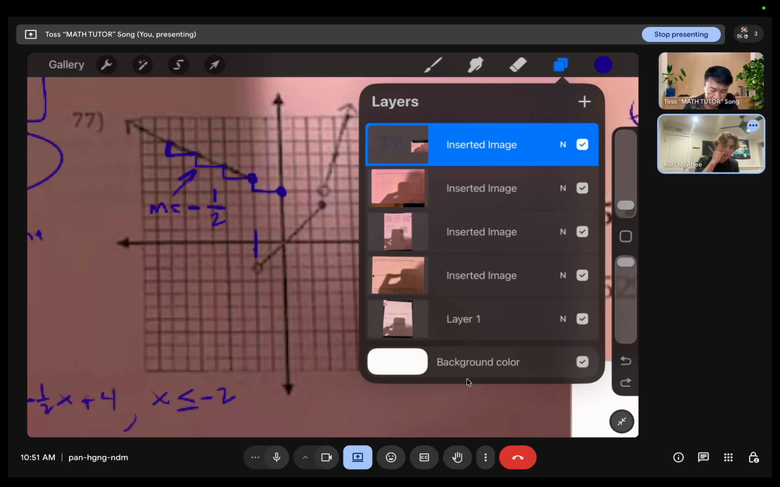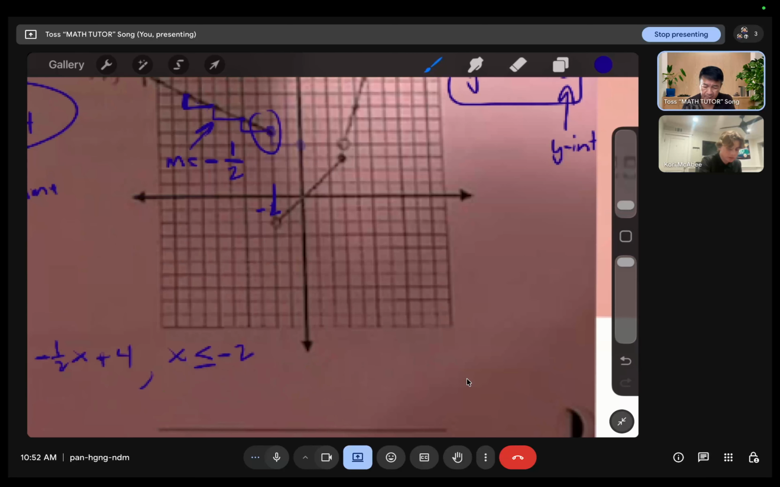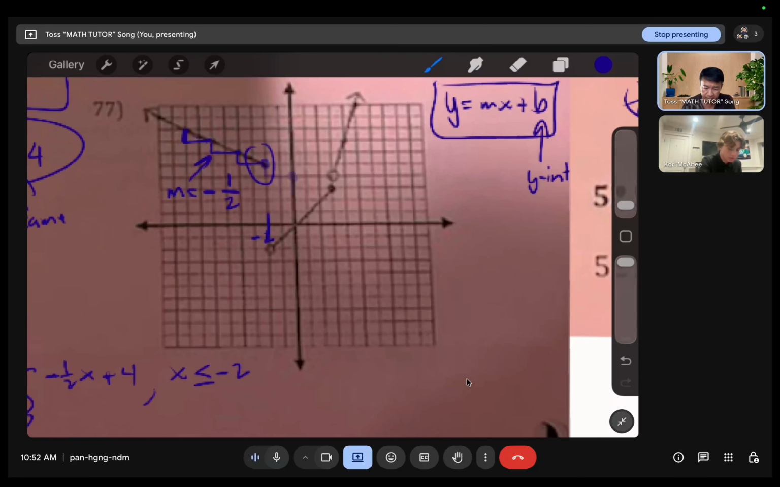So let me erase this a little bit. I think you remember it. So what I'm saying is this right here is closed. So it's negative 2, including negative 2. Okay, now we're going to do this one. Easy.